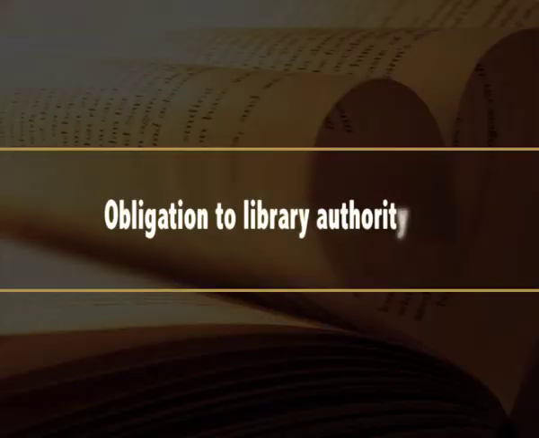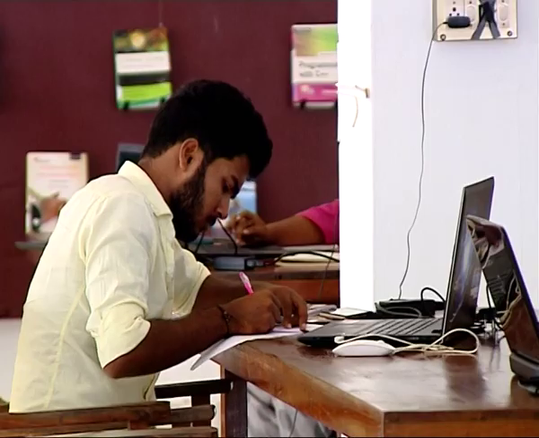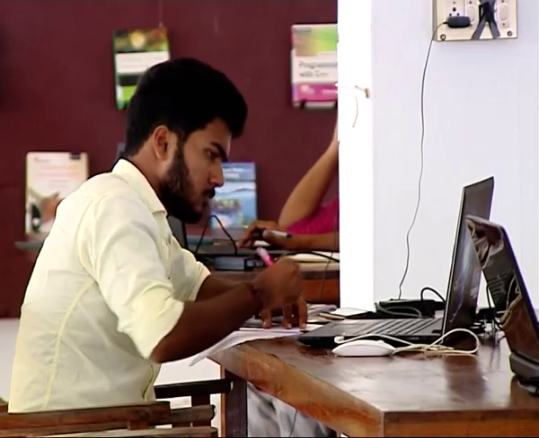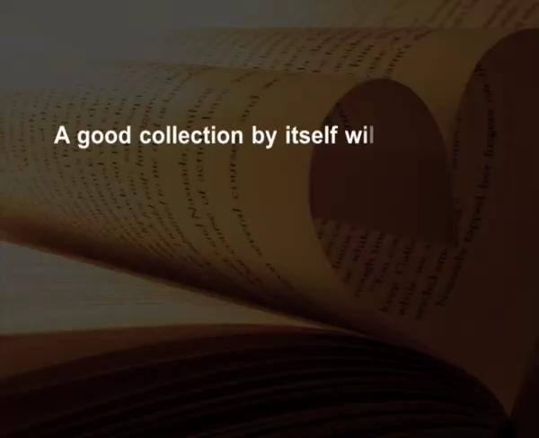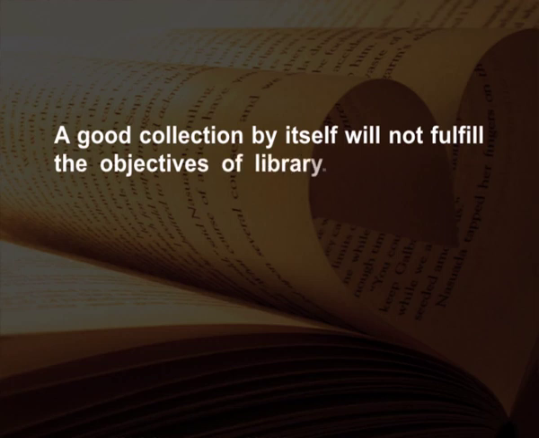The second obligation is that of the obligation to library authority. Obligation to library authorities is related with the collection of library stock and recruitment of staff. According to the second law, each reader has to get justice from the part of libraries. Proper book selection is to be done on the basis of user studies. This has to be done judiciously so that the available funds are utilized for the purchase of the most relevant and wanted books. A good collection by itself will not fulfill the objectives of libraries.